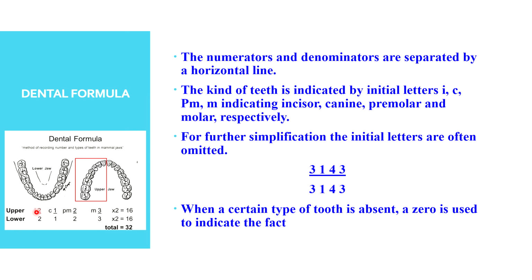Here we can see I 2 by 2 means incisors, upper jaw 2 incisors, and in lower jaw also 2. Canine C 1 by 1 means 1 canine on upper jaw and 1 on lower jaw. Premolars 2 by 2 means 2 on upper half and 2 on lower half. Then molars, here 3 by 3 means 3 in the upper half of the jaw and 3 in the lower half of the jaw.